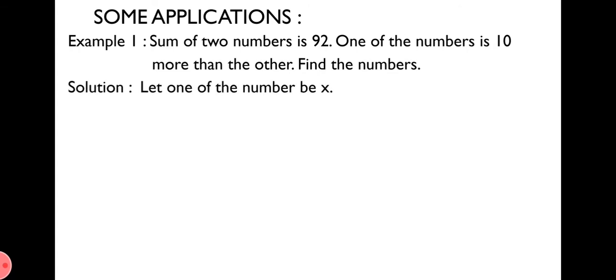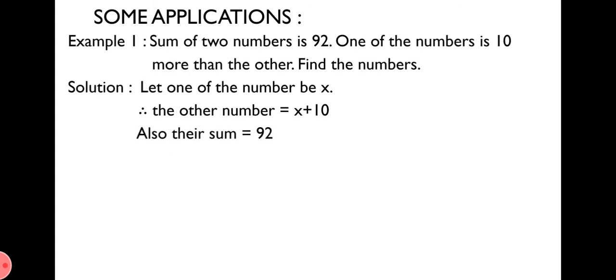Let one of the numbers be x, means let us suppose that the smaller number is x. Therefore the other number, that is the bigger number, is x plus 10, because it is given in the question that one number is 10 more than the other. Also it is given that their sum is 92, means when we add these two numbers it is 92. So let us form the equation.